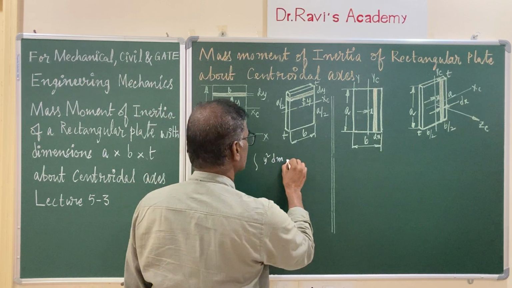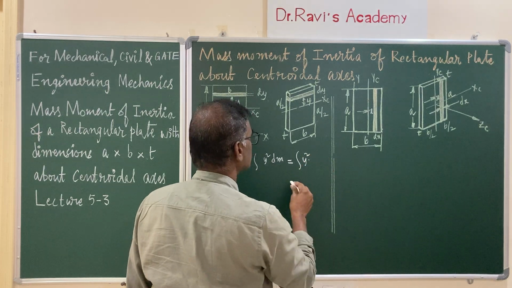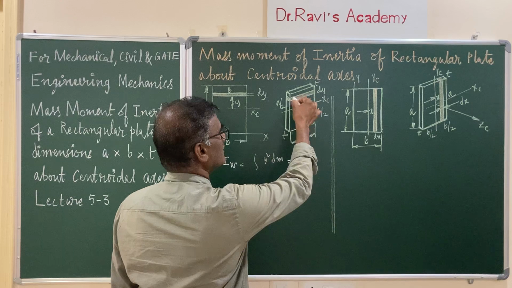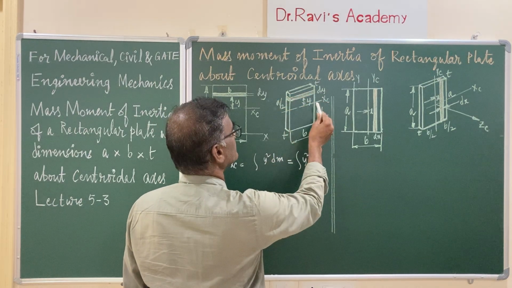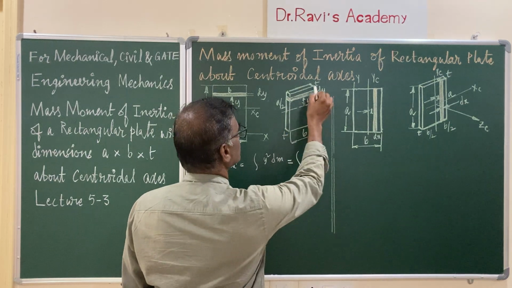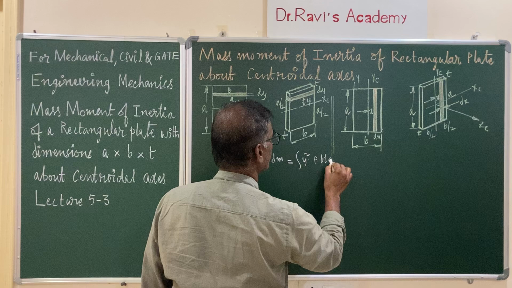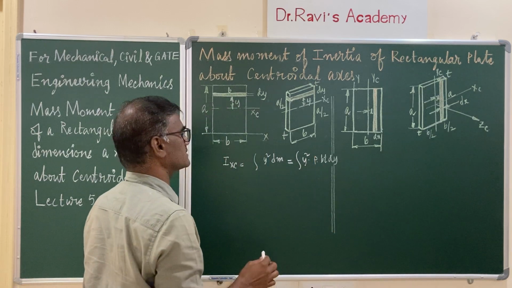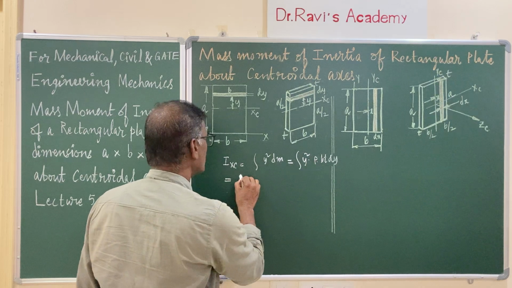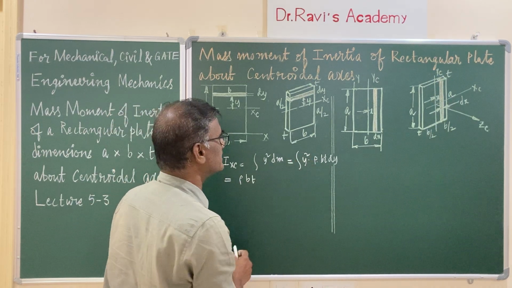So this elemental mass you can write down: integral y square dm is rho, the density, into the volume of the element. Volume of the element is, this dimension is b and t, so b t dy. So these are the dimensions. Now you can keep rho outside, bt also outside, where rho is the density.